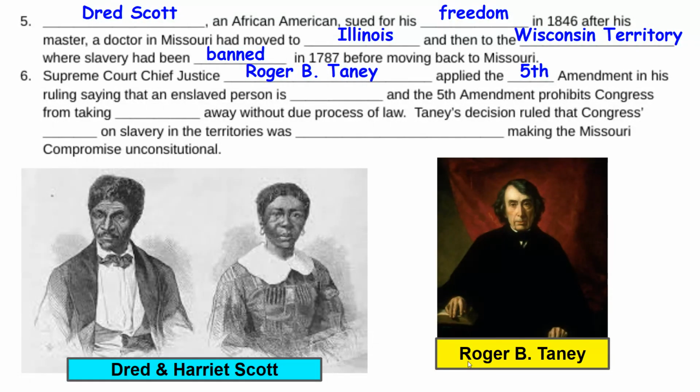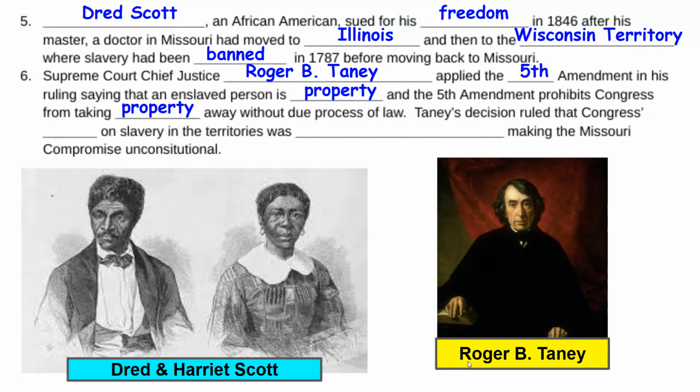And there's one little caveat you should know: for any case involving individual people to make it before the Supreme Court, there has to be a constitutional question, meaning there has to be an issue with how the Constitution is being implemented before that case could even be considered by the court. So the ruling basically said that an enslaved person is property. And the Fifth Amendment prohibits Congress from taking property away without this thing called due process of law. In other words, the government has to compensate people when their property is taken away.